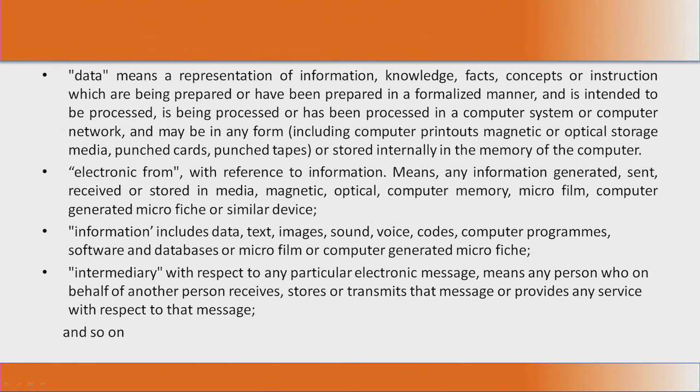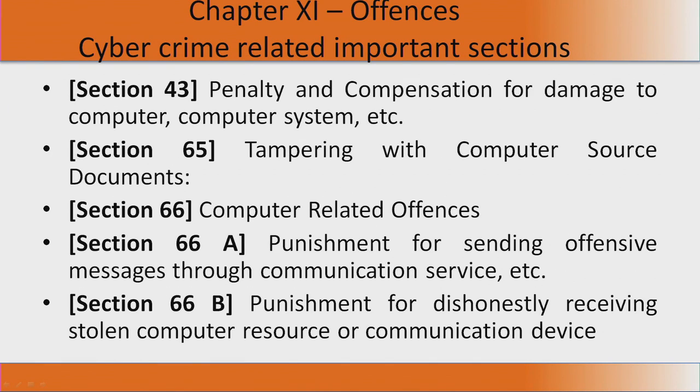Here the information they have mentioned includes data also. So, raw data is also included. Data in its raw form is data, when it is processed it is information. Then intermediary with respect to any particular electronic message means any person who on the behalf of another person receives, stores, transmits the message or provides any service with respect to the message. So, these are some of the important terminologies that have been specified in IT Act 2000.